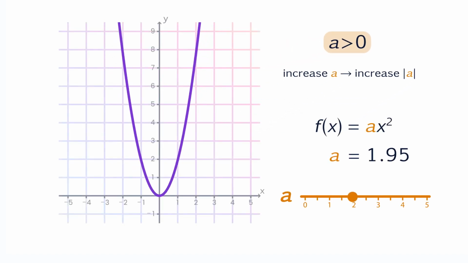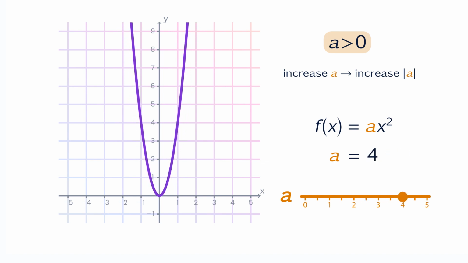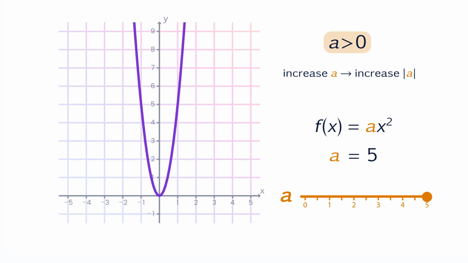Let's increase a to 2, then to 3, and so on. Notice how the graph's U-shape gets narrower and narrower. So, when a is positive, increasing its value makes the shape of the parabola, the U, narrower.